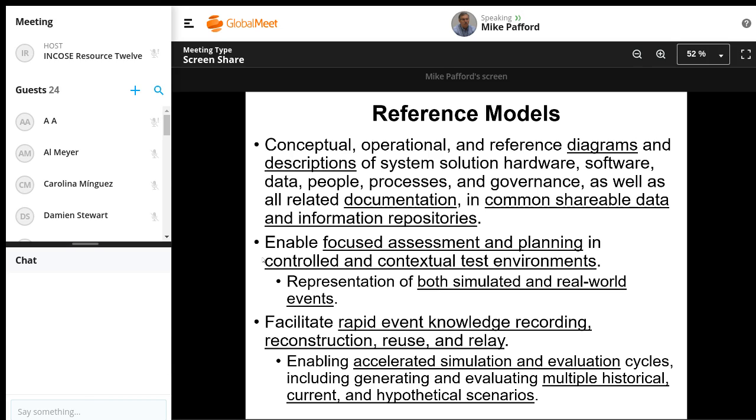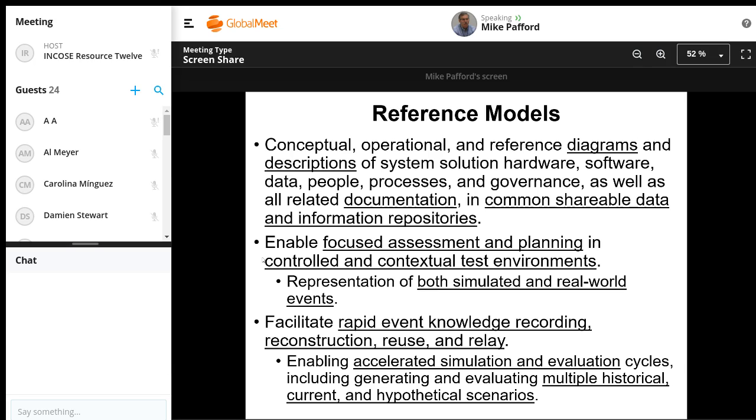And reference models enable focused assessment and planning in a controlled and contextual test environment, and contextual is very important to them. Because with all hospitals and all scenarios, you can imagine when you're dealing with hospitals how many different contexts, how many different scenarios, and how many different use cases you could be talking about. So a representation of both simulated and real world events is also possible. And reference models facilitate rapid event knowledge recording, reconstruction, reuse, and relay.